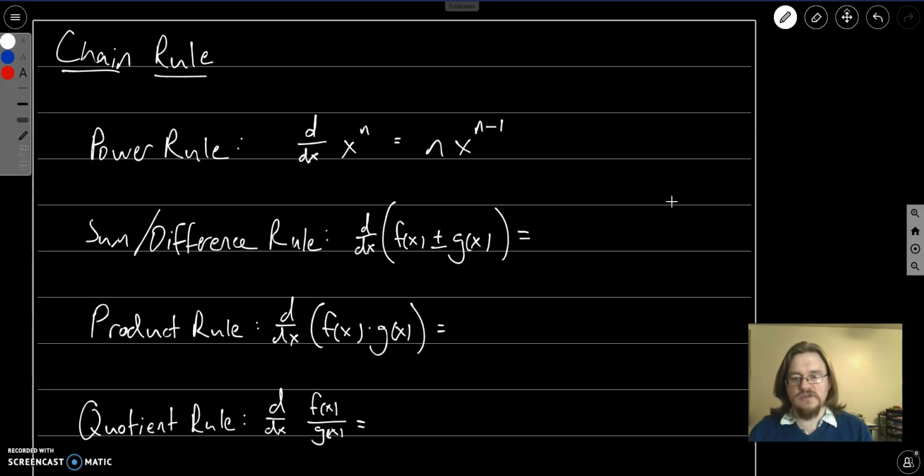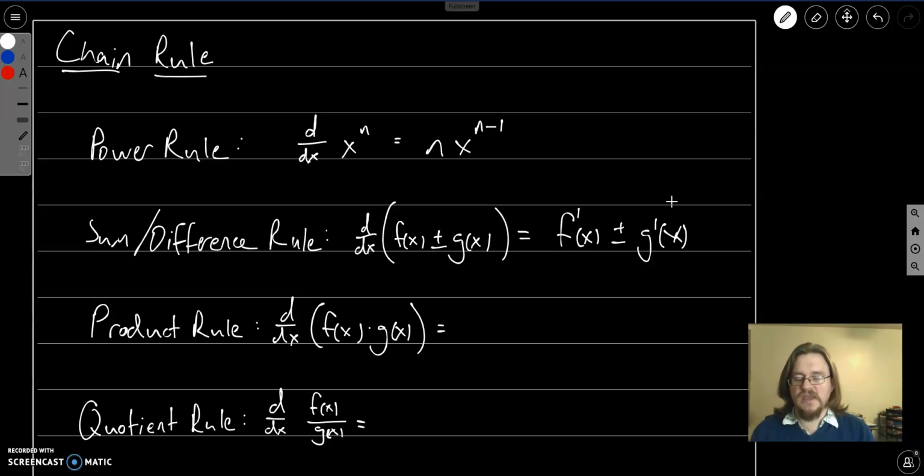The sum difference rule: if we are adding functions or subtracting functions, the derivative plays really nicely, and we just take the derivative of both ones individually. We get f prime plus or minus g prime. And I'll use f prime and g prime to mean the derivative here.